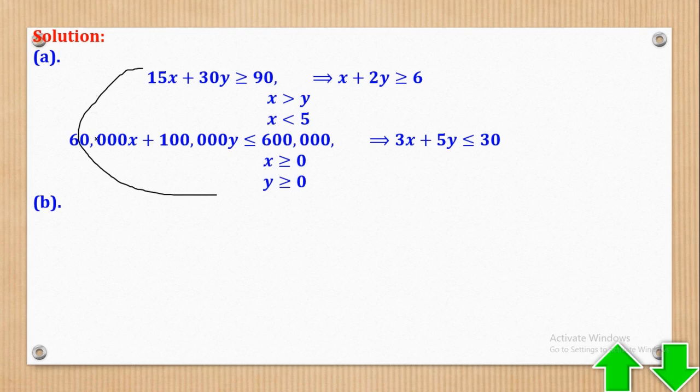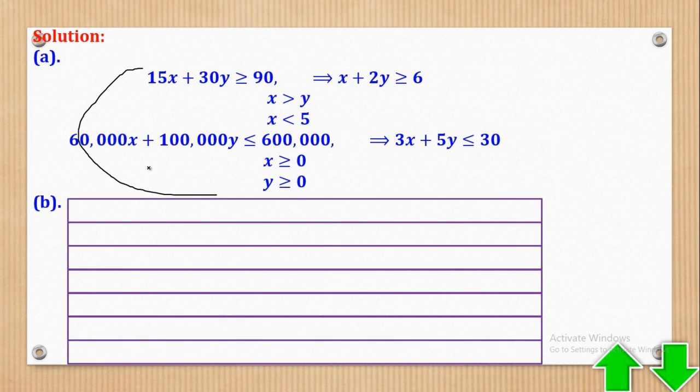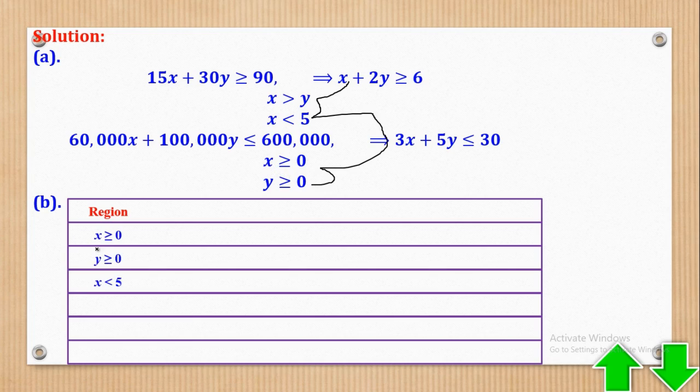Now for part B, for you to represent the inequalities, you need a certain table. This table is very vital because it helps you to simplify what you are going to plot. So in this table you need to have a column of region. In region, we put these inequalities as we have got them. The order does not matter, so you choose the order, but it's better to start from the smallest to the biggest.